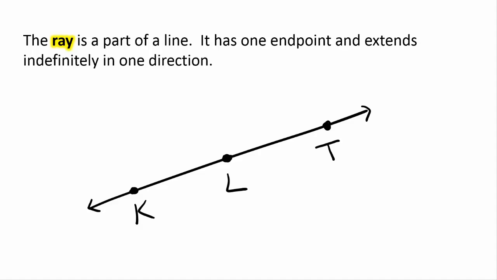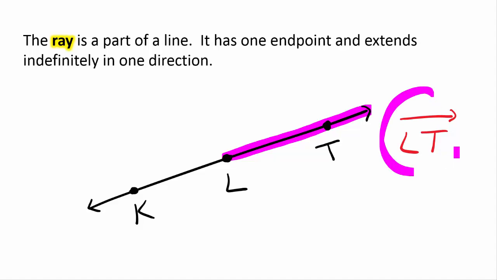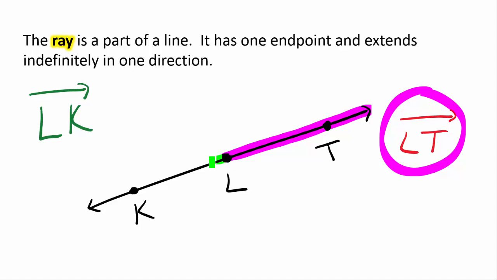Here we have a line with 3 points on it, K, L, T. If we were to talk about ray LT, that would be the ray that starts at L and continues on through T. That's LT. If we were to talk about ray LK, that would be the ray that starts at L and goes through K.